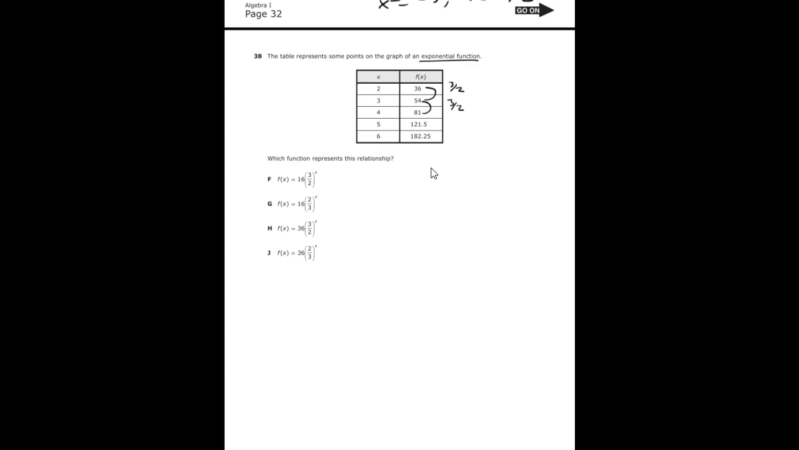And now, what we know here is that for us to get to 1, we're going to also divide this by 3 over 2. So that's going to most likely give us 24. And then you divide 24 by 3 over 2, which is going to give you 16. So this is going to be 16 multiplied by 3 over 2 to the power of x.